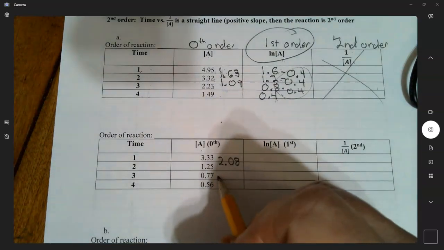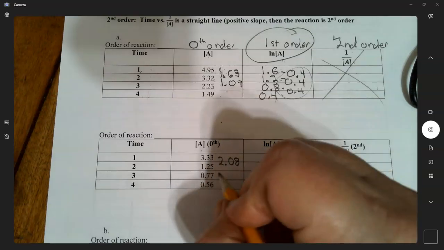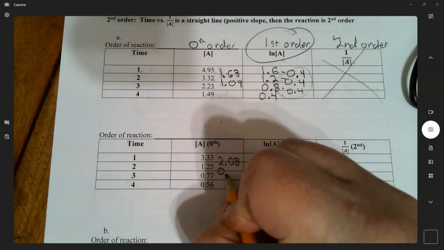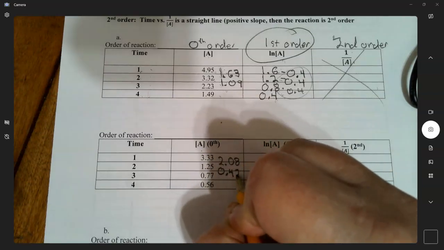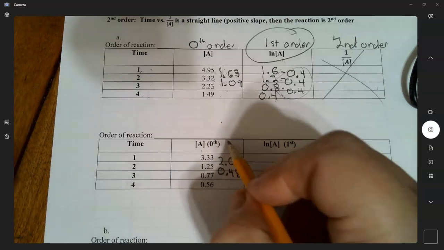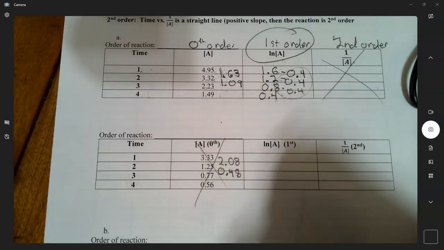1.25 minus 0.77. I can see that's going to be a lot less than 2.8. It's going to be about 0.48, so I don't even need to go any further. It's definitely not going to be this. Let's come over here.